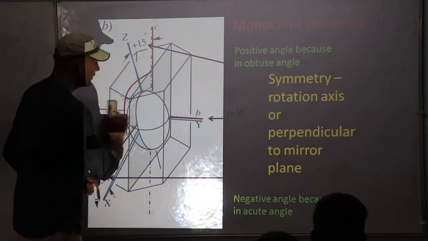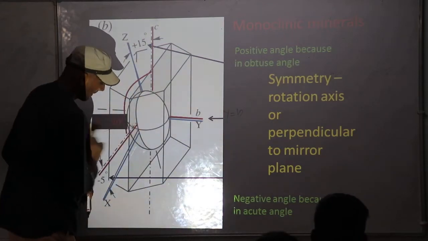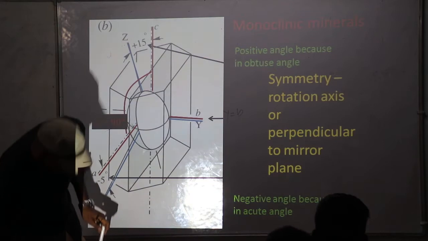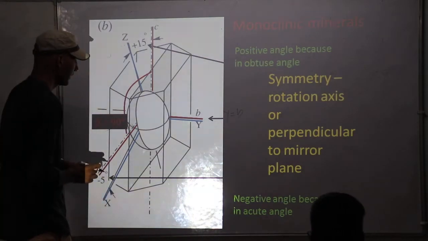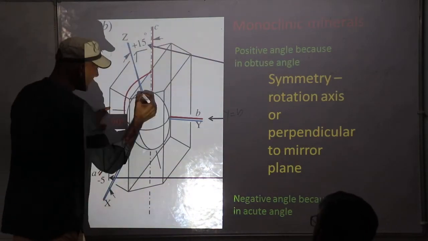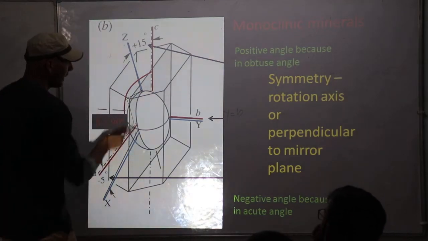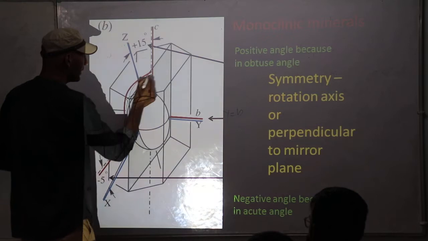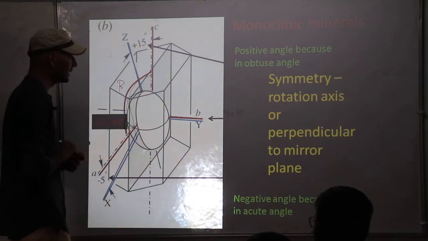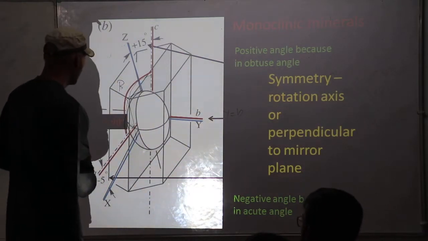So you can see how you can define the orientation, optic orientation. You can see these blue lines, they are perpendicular. A and C, that is having an angle beta, right?